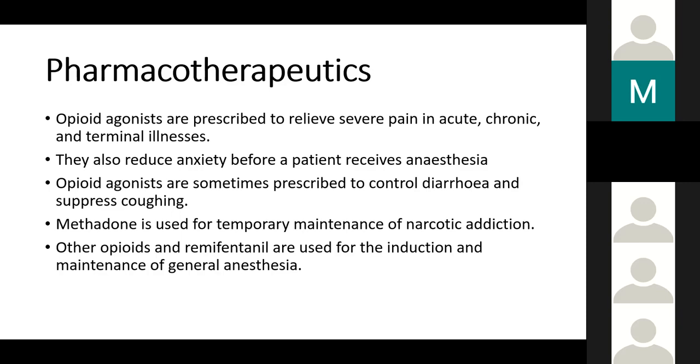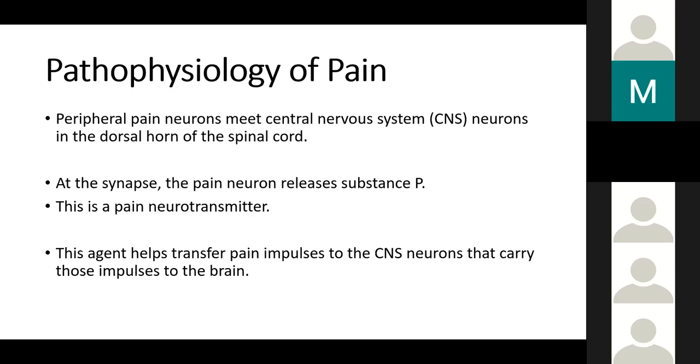Some of them are also used for anesthesia. So let's look at how pain comes about. So we have peripheral pain neurons from the periphery, maybe from your fingertip or from under the soles of your feet or whatever. These pain receptors will pick up the pain sensation, travel through the dendrites, and get to the cell body.